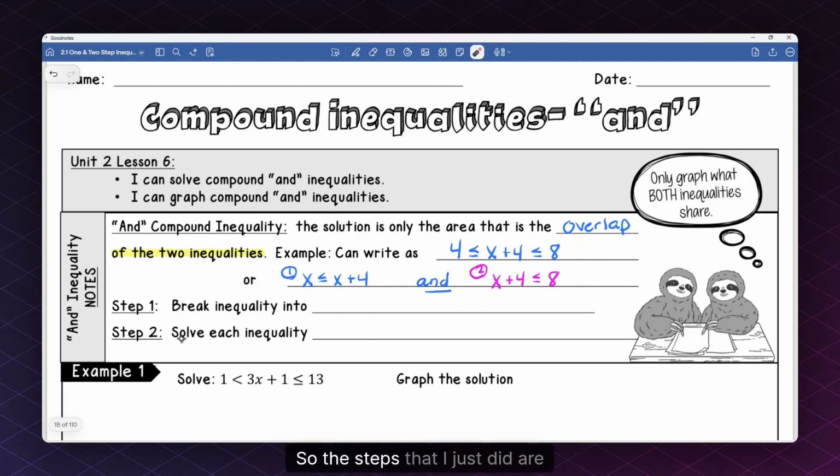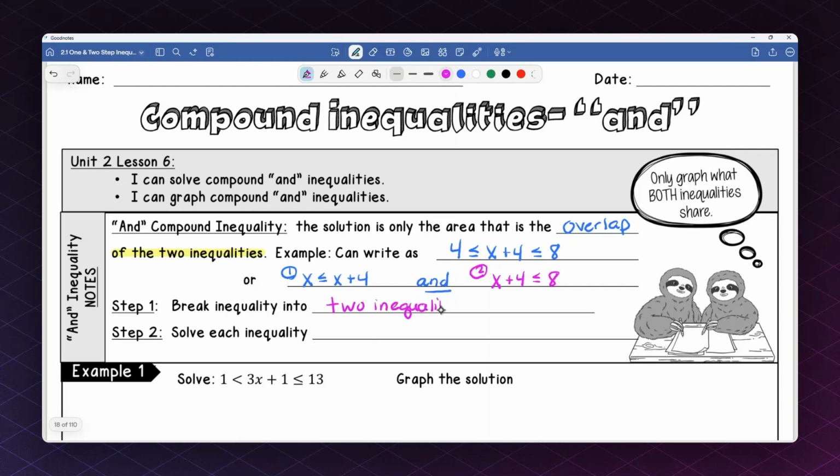Alrighty, so the steps that I just did are: step 1, break the inequality into 2 inequalities. And then step 2, you're going to solve each inequality and graph the area that they overlap.